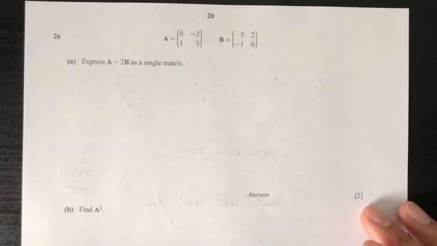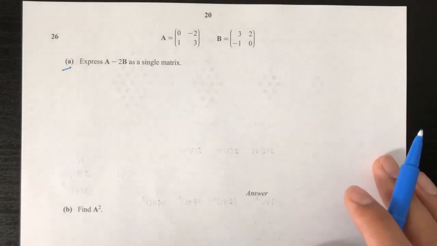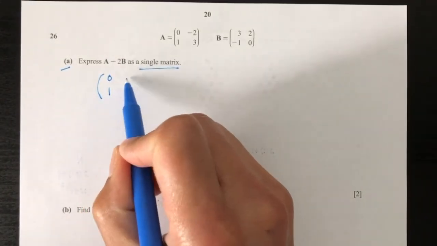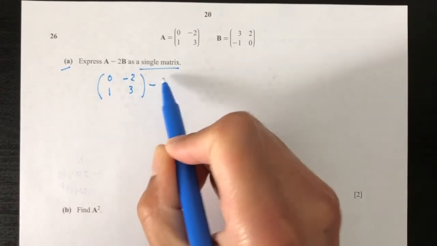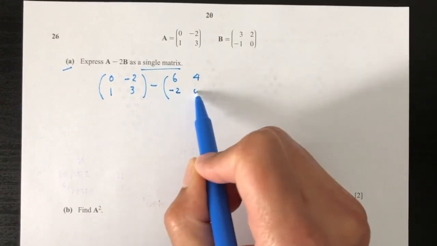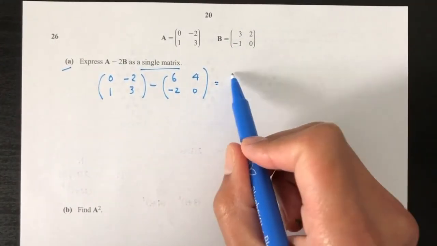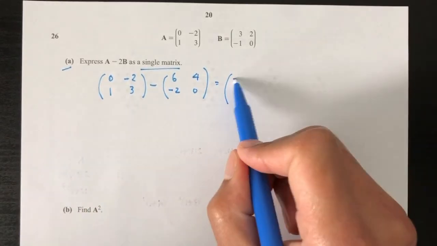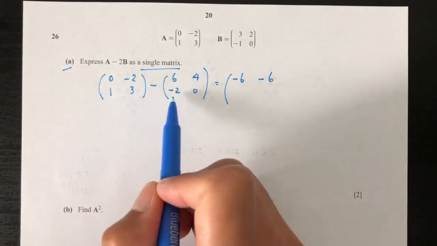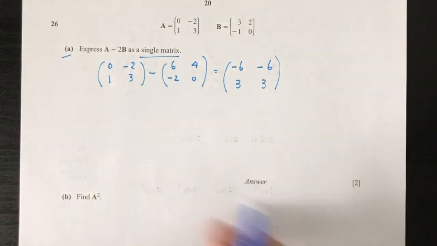Now let's move on to question number 26. Here we have to express A minus 2B as a single matrix. Let's do that. We have A on one side, 0, 1, minus 2, 3. Minus 2B will be 6, 4, minus 2, 0. So we just bring the 2 inside. You will get something like this. And then minus 1 by 1, 0 minus 6 will be minus 6. Minus 2 minus 4 will be minus 6. 1 minus minus 2 will be 3. And that will be 3. And this is your answer for part A.